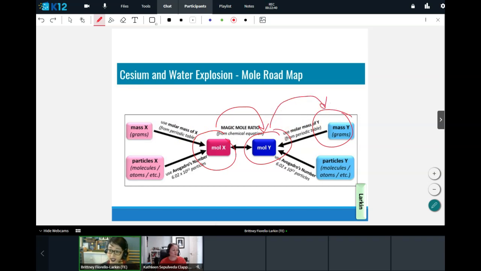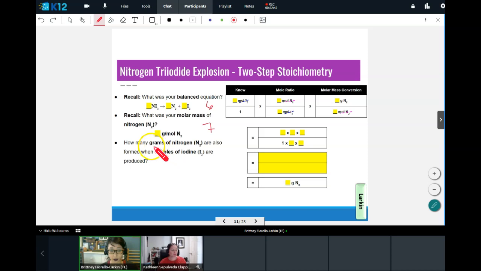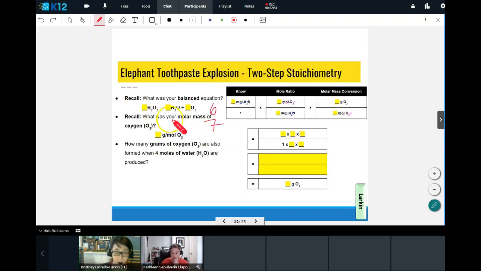Now this is the exact same setup for the purple version as well. All right, so grams and moles. Moles is what we start with. Grams is what we're ending with. Same thing with our yellow version. Moles is what we start with, in this case of water. And grams of oxygen is what we're ending with, moles to grams.